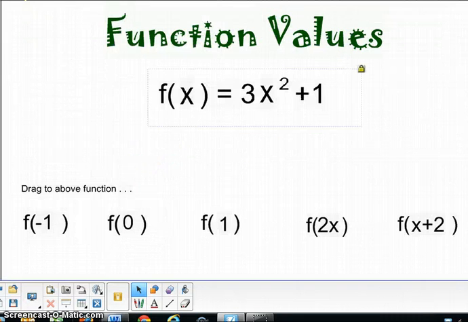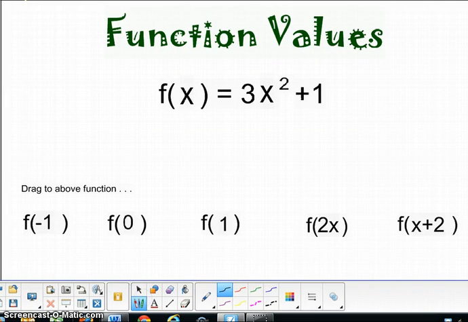More about functions is how to find function values. And basically it's whatever x is, a function value is the y value. Where does the graph go through the y? Or what is the y of the ordered pair?